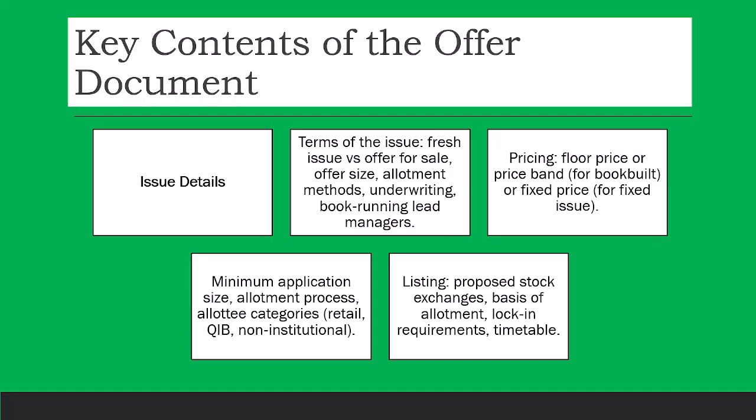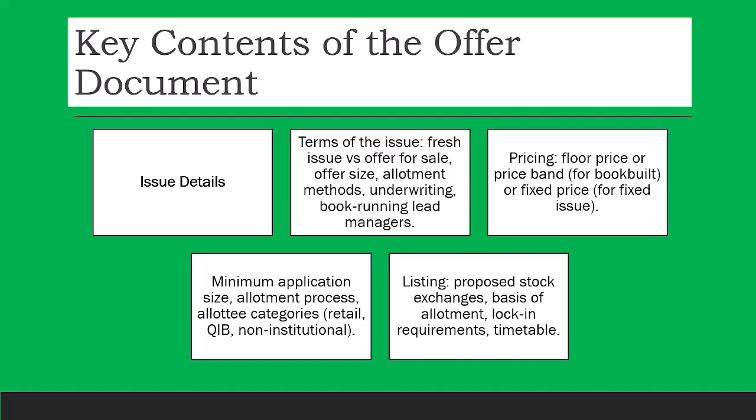Then what is the minimum application size, that is the lot size. Then the categories of allottees, and how much is allotted to those categories. Retail investors, like normal public, apply. Then the QIBs, qualified institutional buyers, the big financial institutions in India which are registered with SEBI, are combined and called QIB. And non-institutional investors like HNIs, or the anchor investors. Okay, so these are the categories of investors.